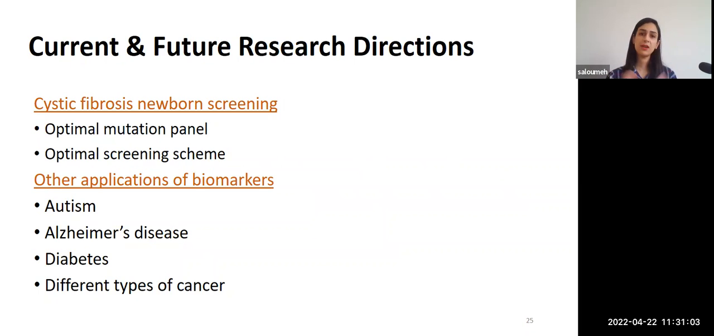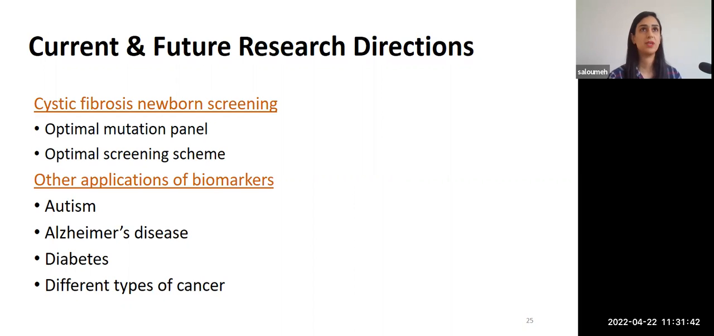Some current and future research directions for this study: I'm currently working on an optimal mutation panel, because for genetic tests, the number and type of mutations that each state uses is really different. And the mutations are actually very different among races. In some races, some mutations are more common; in other races, other mutations are more common. In order to have an equitable and accurate panel, it's really important to take these differences into account in our screening policies. So I'm currently working on that part.